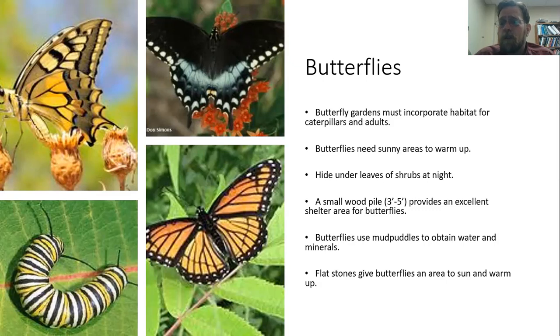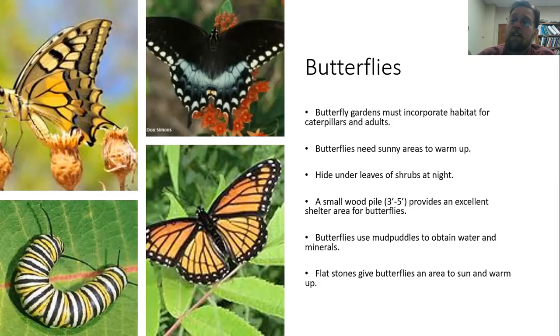Oftentimes, they will hide under leaves or shrubs at night. And if you have a small wood pile or kind of rough area, that does provide a really great area for them to shelter. They will just use mud puddles or areas with gravel that has water in it to get water and minerals. And often you'll actually see them kind of gathered around in a circle around a puddle, and they're picking up the water and minerals there that they need.